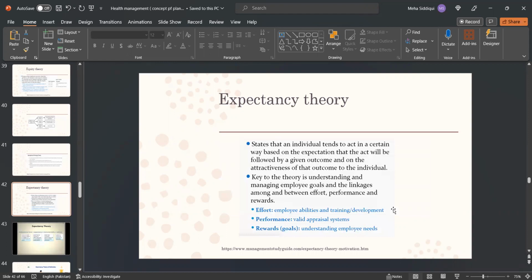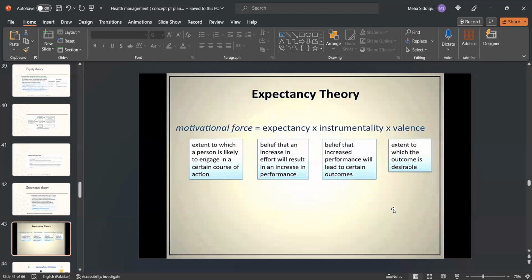Then comes expectancy theory. It states that an individual tends to act in a certain way based on the expectation that the act will be followed by a given outcome and on the attractiveness of that outcome to the individual. Key to the theory is understanding and managing employee goals and the linkages among and between effort, performance, and rewards. Effort means employee abilities and training development, performance means a valid appraisal system, and rewards means understanding employee needs. So in this theory, the motivational force is the product of three main factors: expectancy, instrumentality, valence.